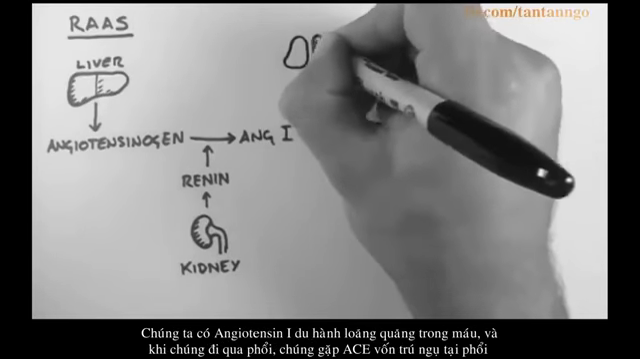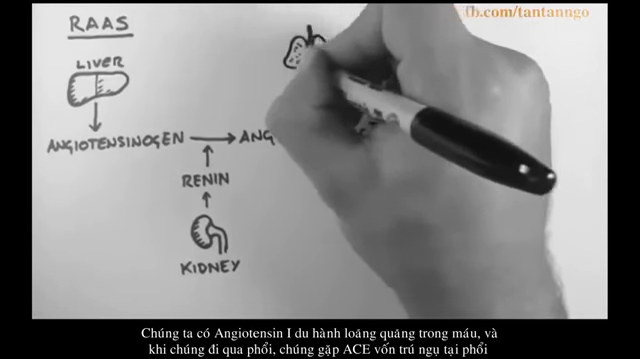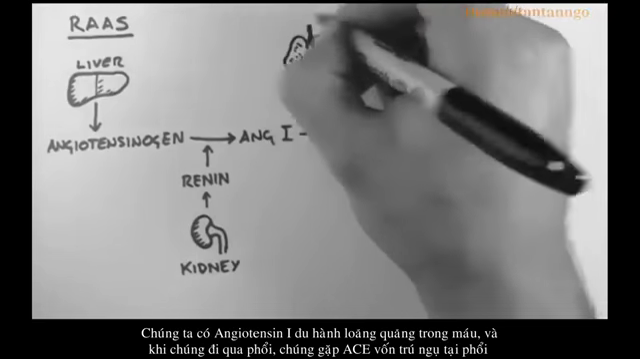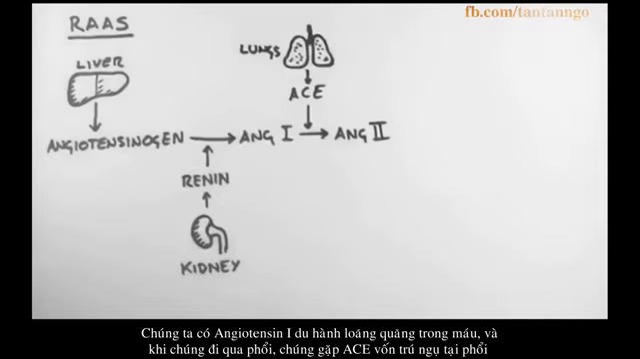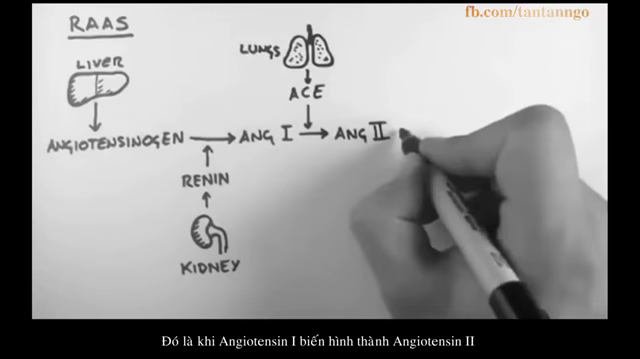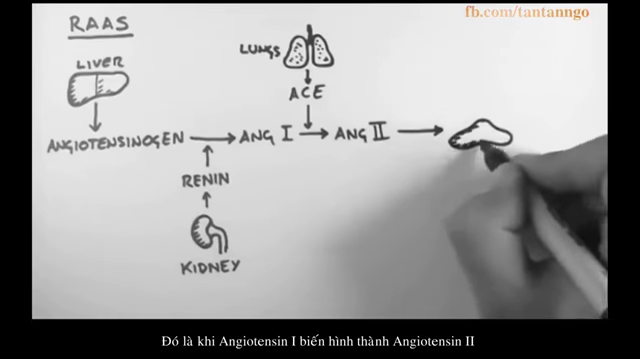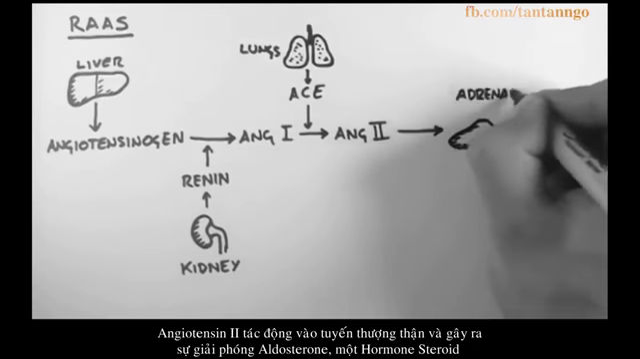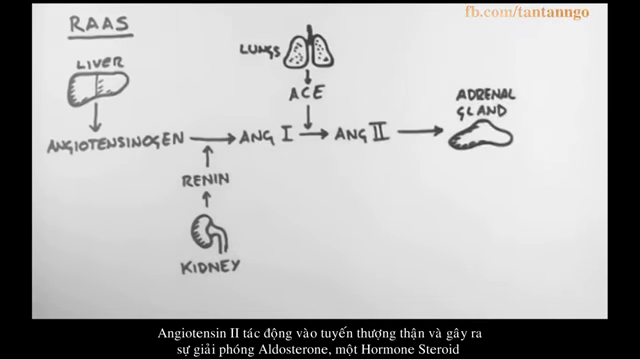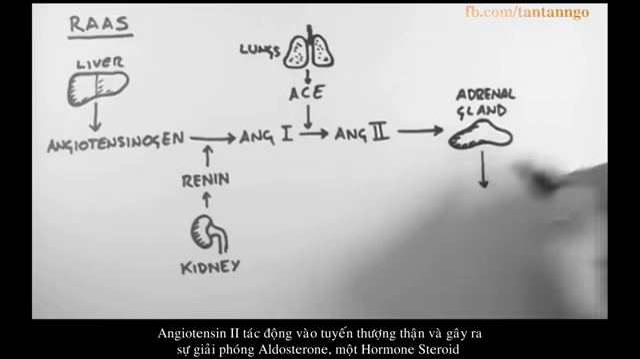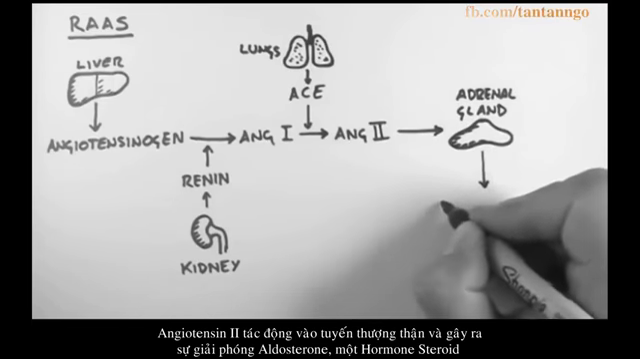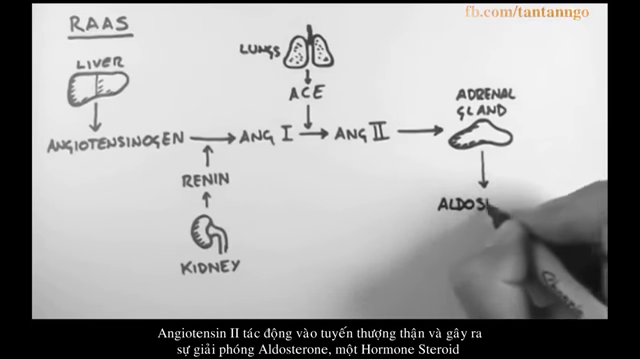Now, these angiotensins are floating around in the blood, so it's when they pass through the lungs that they meet ACE, which lives in the lung. And that's when angiotensin 1 gets converted to angiotensin 2. Now, angiotensin 2 acts on the adrenal gland, and it causes the adrenal gland to release aldosterone.